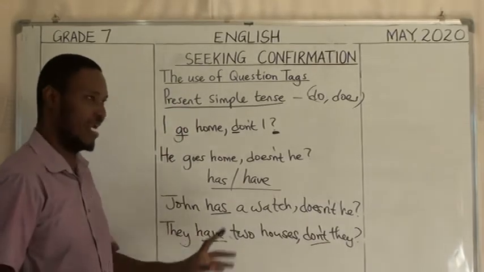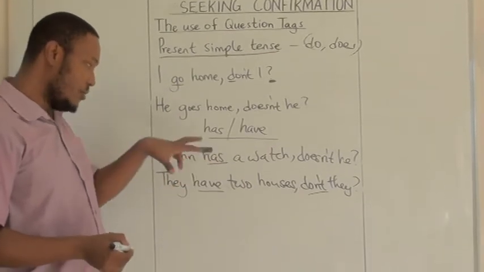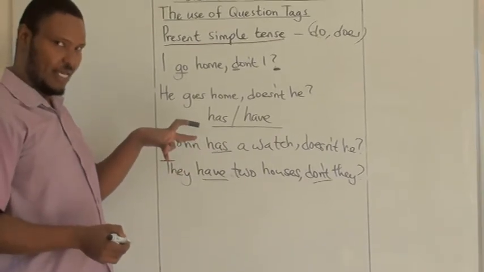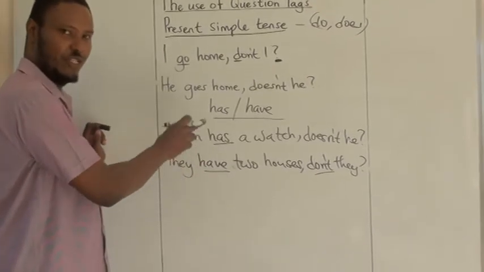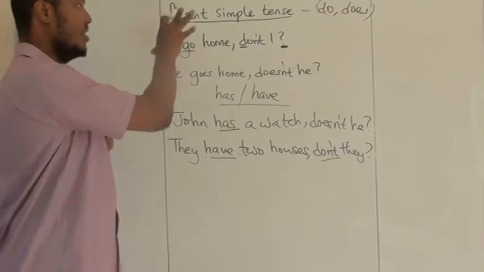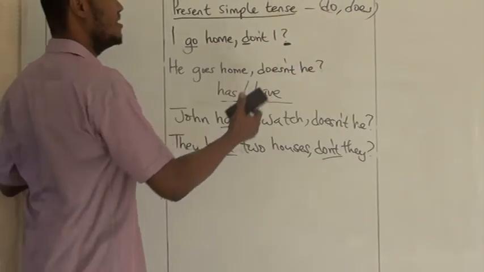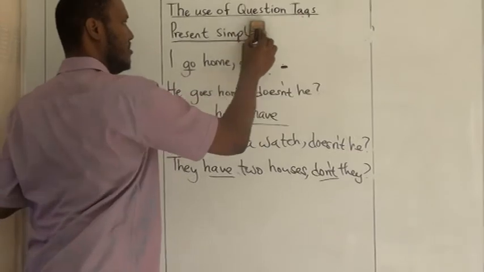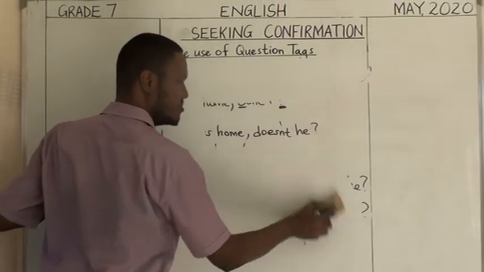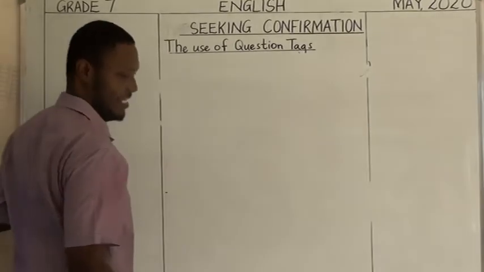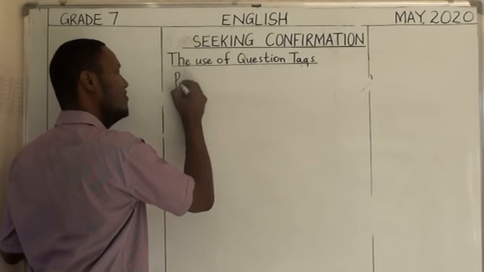I want you to note that when you go to the present perfect, we are going to see that we use now the helping verbs in the same. Okay, but these ones here are main verbs, they show possession. So present simple tense we use do and does. Let us look at present perfect tense. And which are the helping verbs in the present perfect tense?